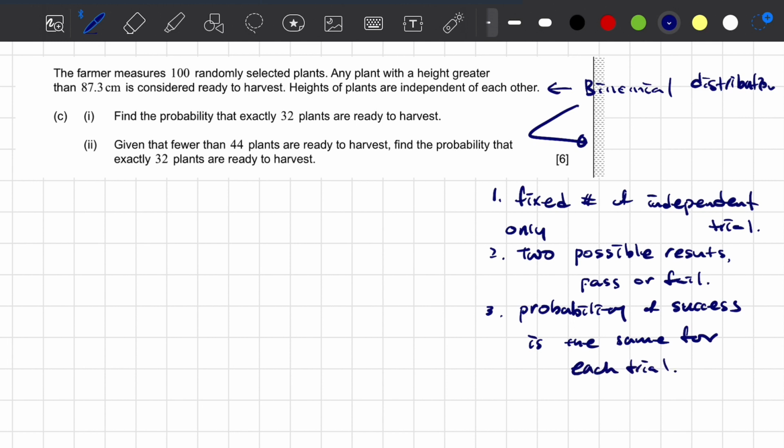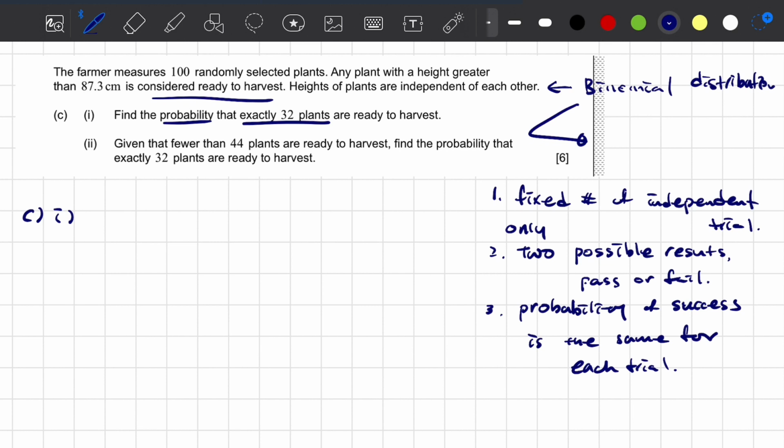Okay, so here in this question, question C, the farmer measures 100 randomly selected plants, and any plant with a height greater than 87.3 centimeter is considered ready to harvest, right? So height of the plants are independent of each other. So this is like harvest or no harvest case. So that's the reason why this is considered as a binomial distribution. So question C, we need to find the probability that exactly 32 plants are ready to harvest. So since we have a binomial distribution case, let's identify this as binomial distribution first, okay?